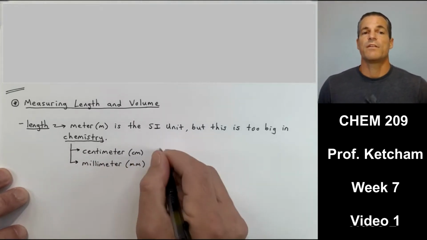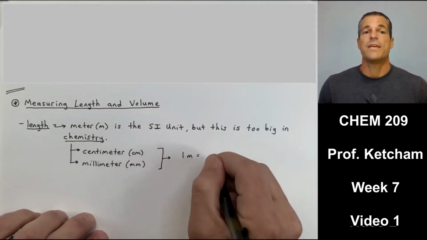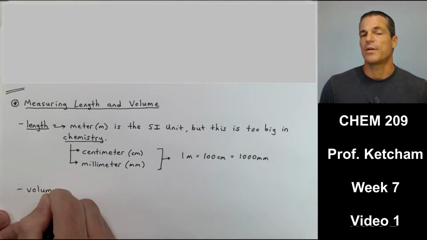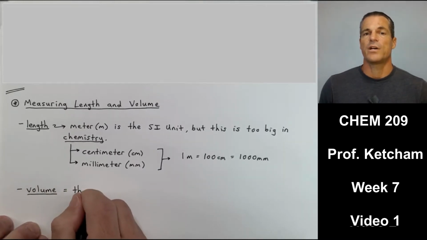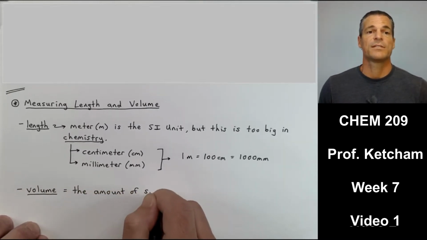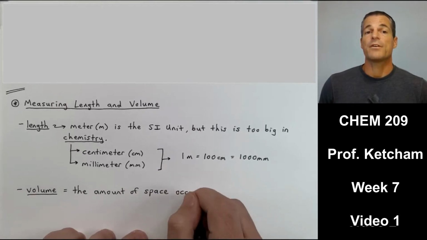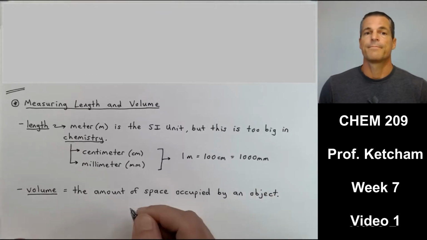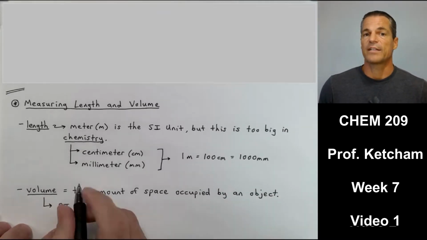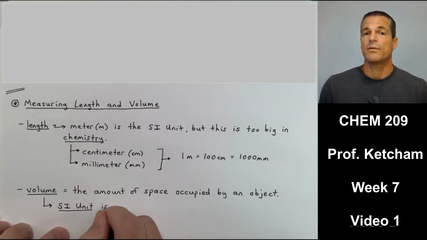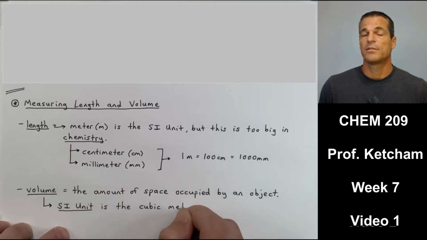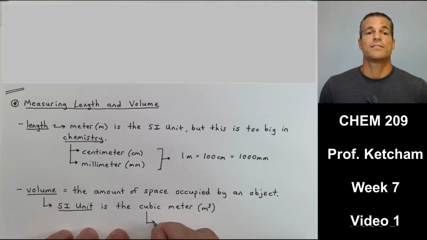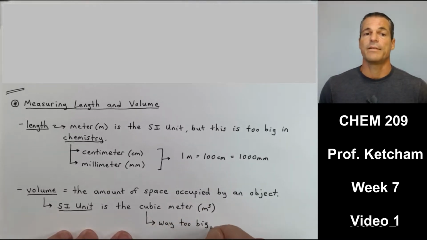All right, well, length, if you remember from our last video, the meter is the SI unit, but this is too big in chemistry. Now, I did mention in video number 1 that we talk about prefixes, and if the meter is too large of a unit, we can use things like centimeter or millimeter. All right, so the conversion factors for these are 1 meter is equal to 100 centimeters is equal to 1,000 millimeters.